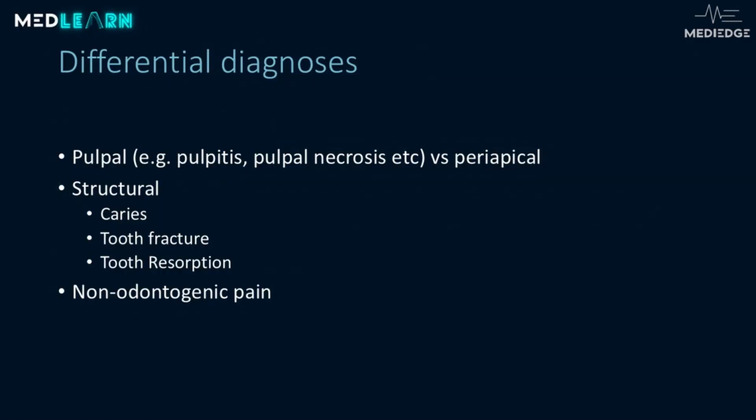So as we can see, no response may mean a number of things. It may mean normal pulp, it may mean pulpal necrosis, it may mean pulpal neuropraxia in the case of trauma. It can also mean pulpal calcification. So we have to take all the test results into consideration when diagnosing and managing odontogenic pain.